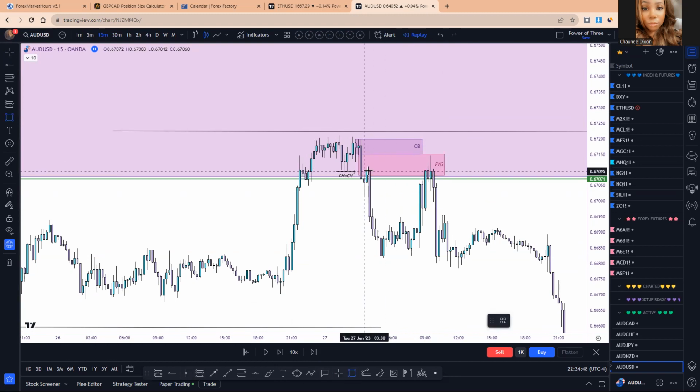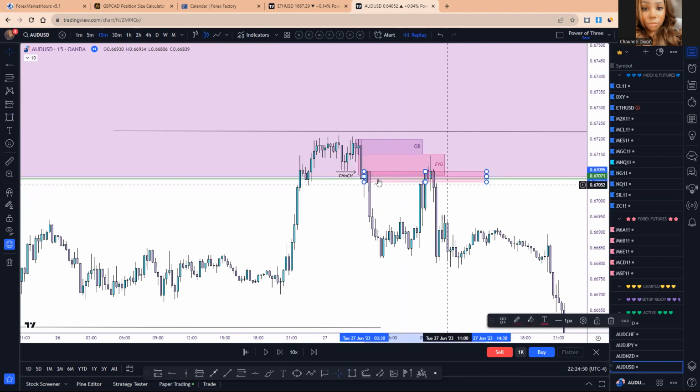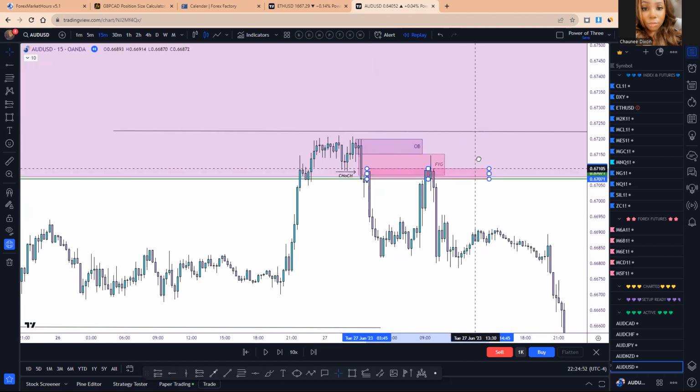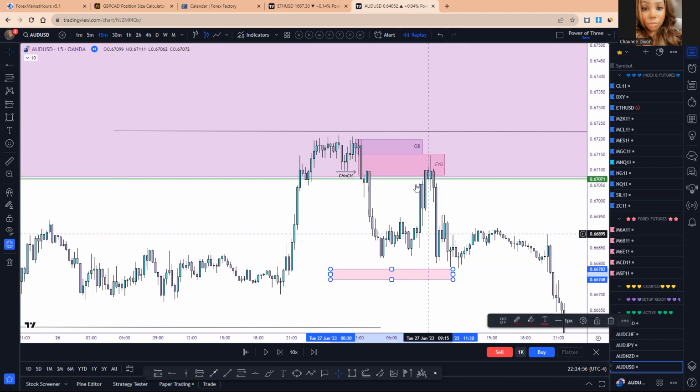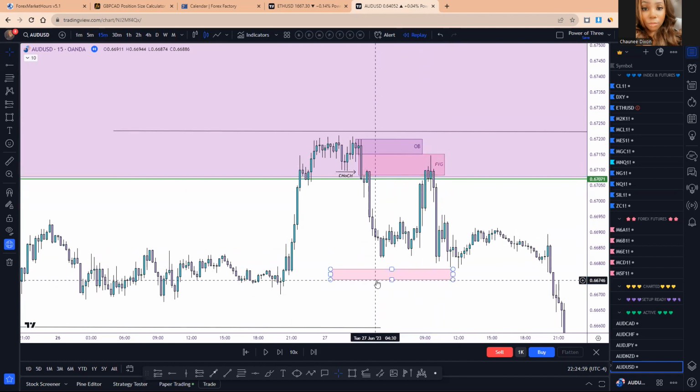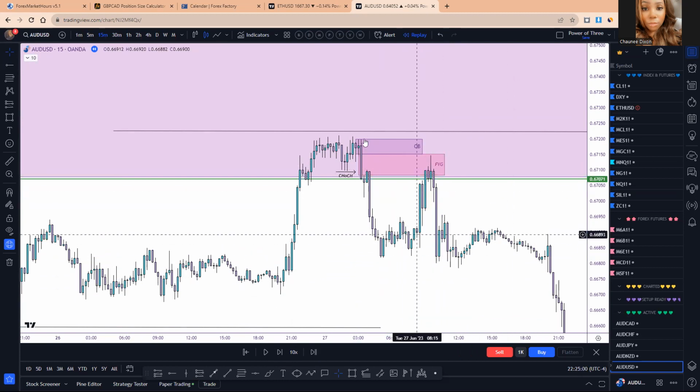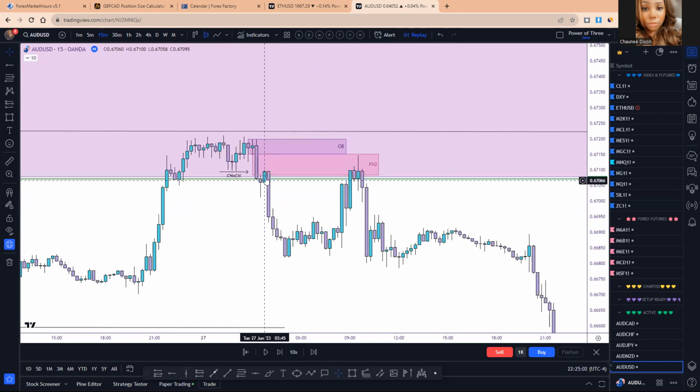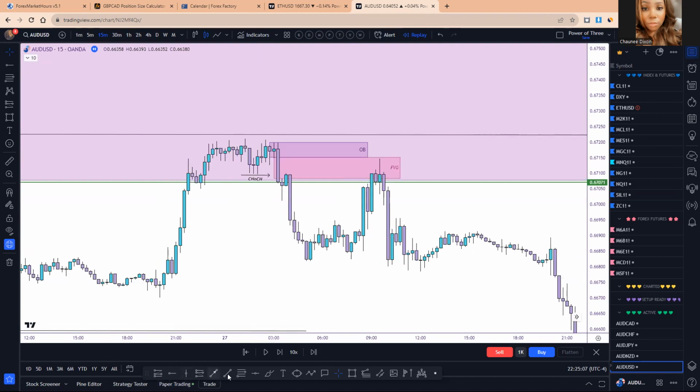So it left another order block here. Actually, let's do this one. Oh no, I did that one already. What am I talking about? So it came in immediately right here. This would have been the second entry right here.